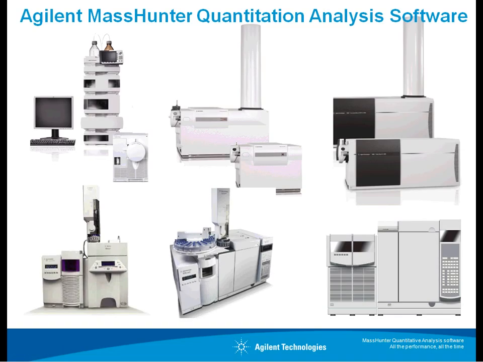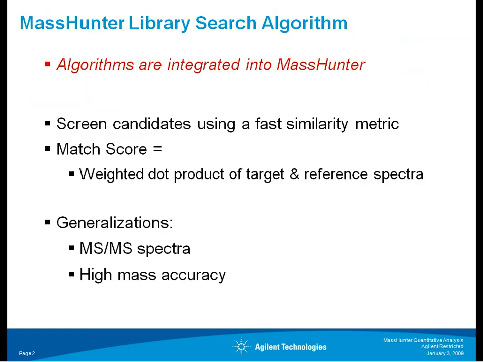I'd like to say a couple of words in background about both the library search as well as the library structure itself. So first, the library search algorithm is integrated into MassHunter. And the searching algorithm against, of course, the library can screen the candidates using a fast similarity metric. And I think you'll be quite impressed at the speed at which it does that searching. It produces a match score using a weighted dot product of comparing the target and the reference spectra together.